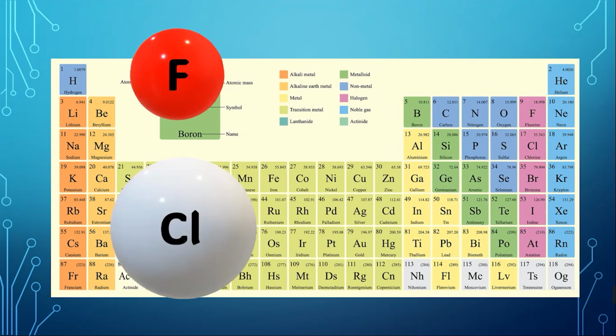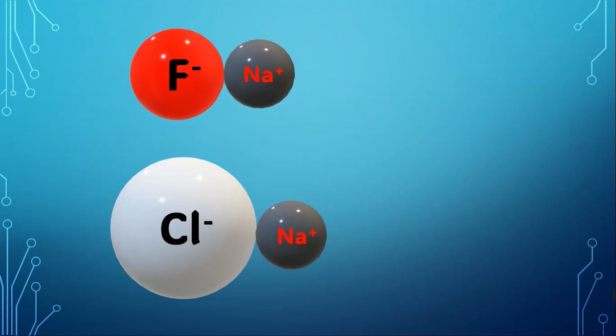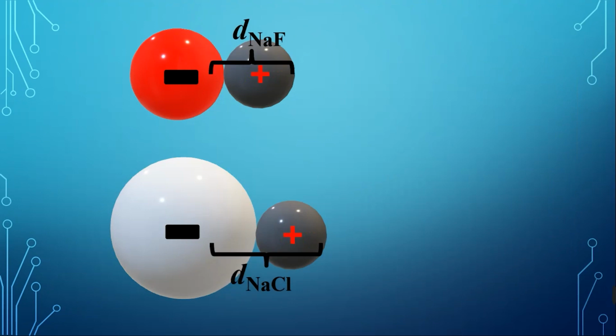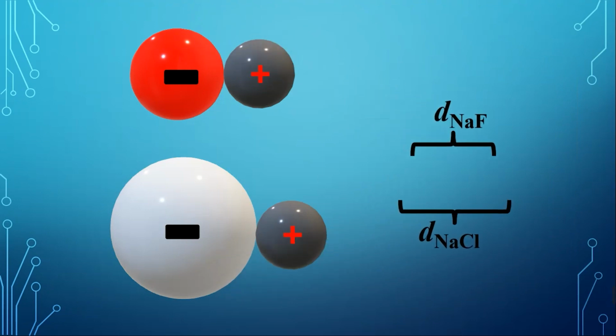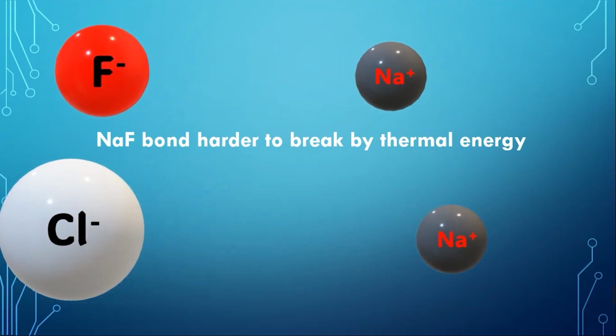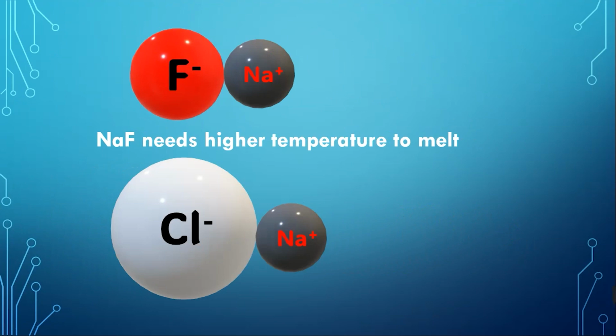When sodium cations are attracted by the anions, we know that both cases have one negative charge, so we just need to compare the distance between the positive charge center and the negative charge center. Due to the radius difference, the intercharge center distance is larger in the sodium chloride than in the sodium fluoride. Therefore, the sodium fluoride should have a stronger interaction and need more energy to break. Thus, the sodium fluoride should have higher melting point.